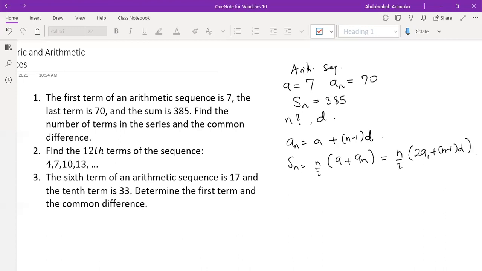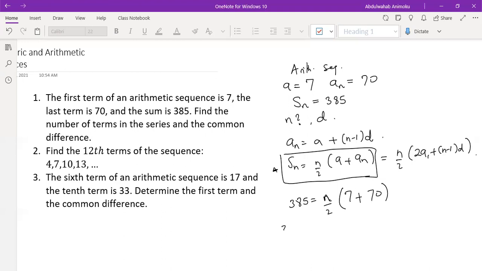Whichever one. Now it seems this is pretty convenient for us to use because we know the nth term and we know the first term. So let's use that first. So 385 is equal to n over 2 times... this will help us to get n, because n is the only unknown in this equation. We know Sn, which is 385. We don't know n, but we know the first term, which is 7, and we know the nth term, which is 70. So we're trying to find the term at which, when we add a1 up to that term, we get the value 385.